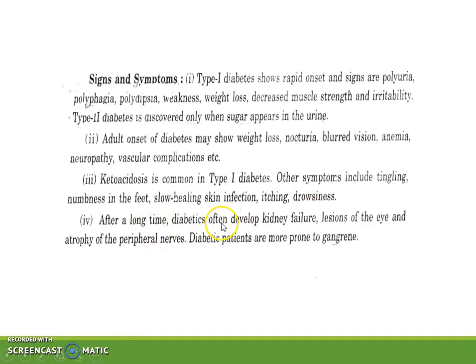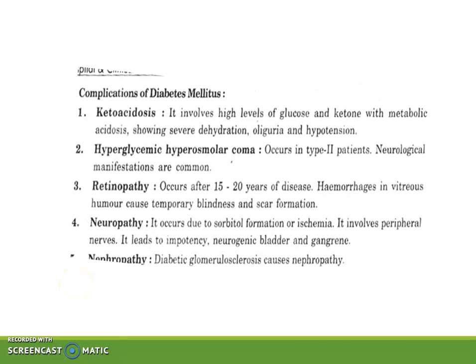After a long time, diabetics often develop kidney failure, lesions of the eye, and atrophy of peripheral nerves. Diabetic patients are more prone to gangrene. These are the complications of diabetes mellitus. It may result in ketoacidosis, hyperglycemic hyperosmolar coma, retinopathy, neuropathy and nephropathy.